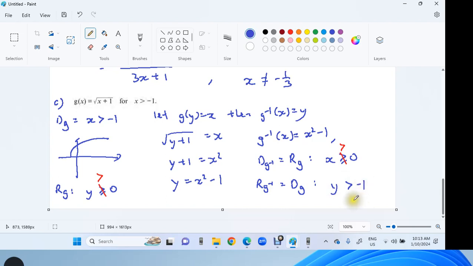Okay, so we know that a function and its inverse are graphs that are reflected in the line y equal to x. So it will look something like this. So the domain for g is the range of g inverse. The range of g is equal to the domain of g inverse. Okay, so this is the answer.